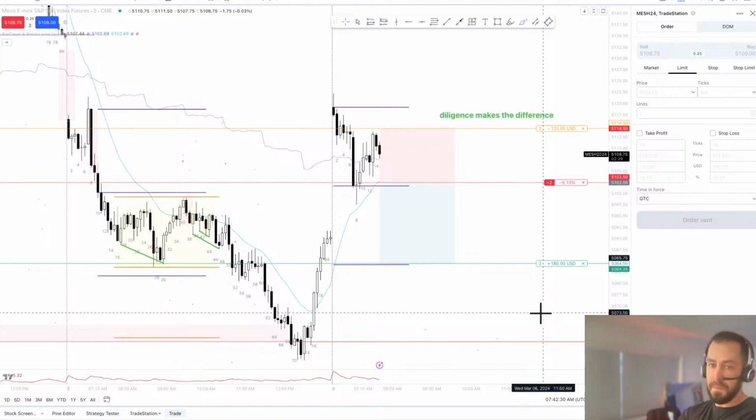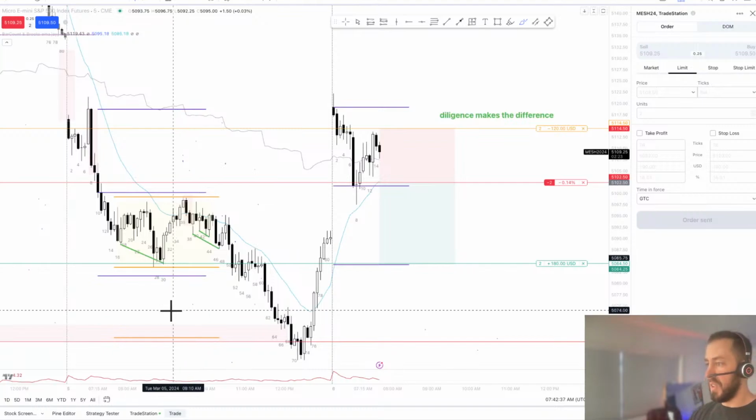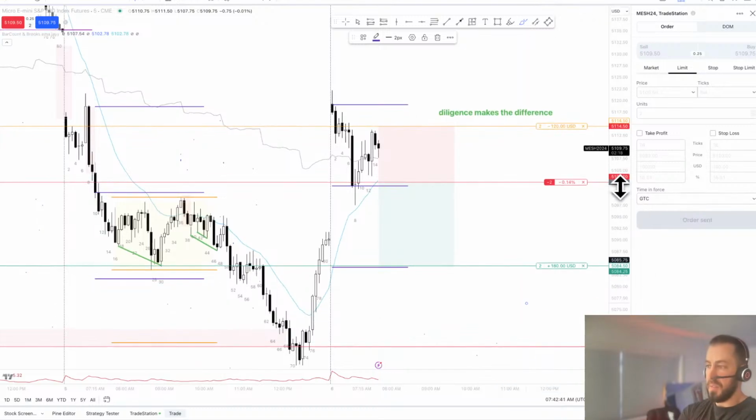We want stability. These markets are rocky, right? The markets are anything but stable. This is one of the most dynamic, chaotic things you could possibly do. So stability is of the highest importance.